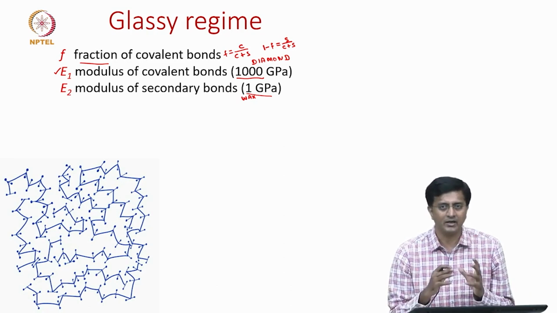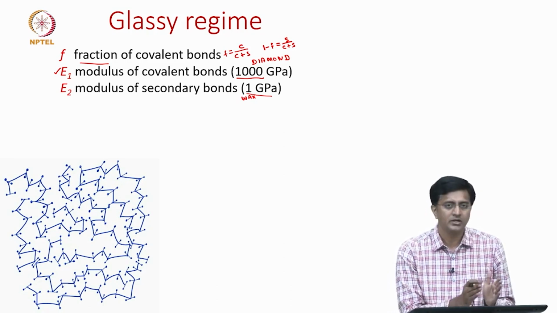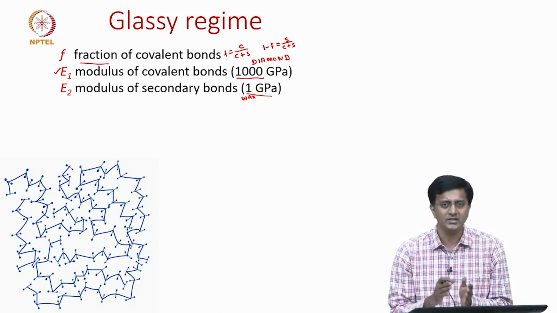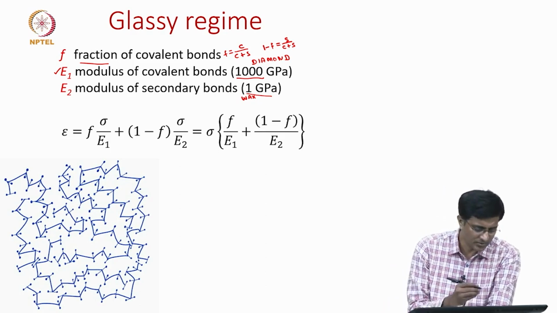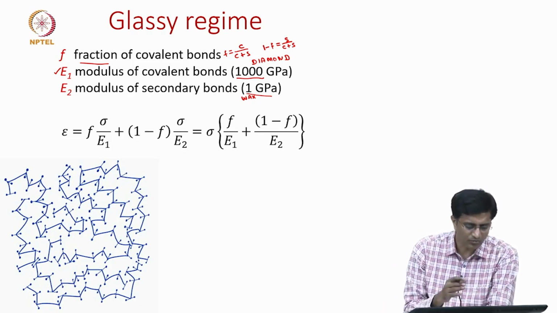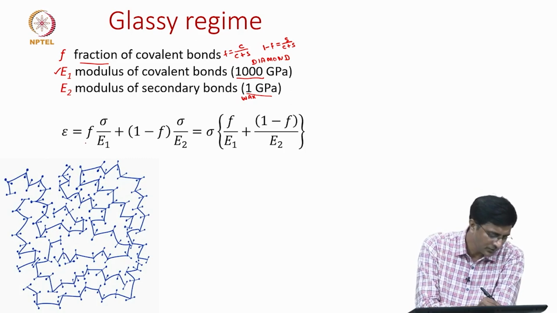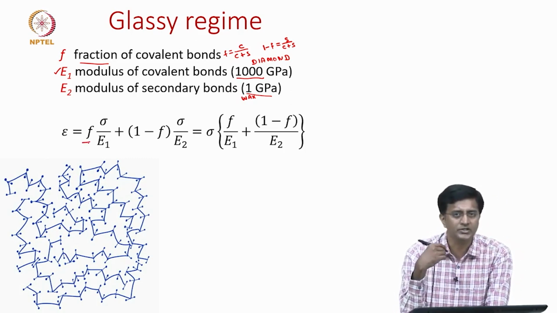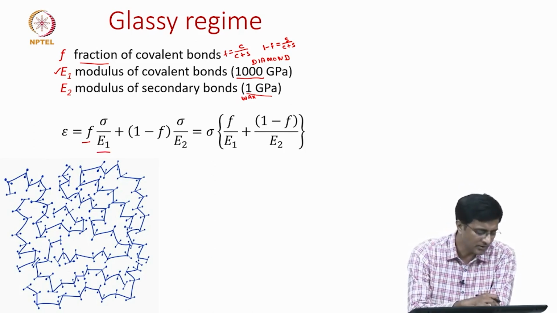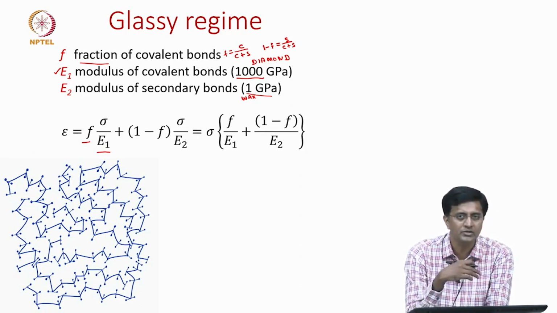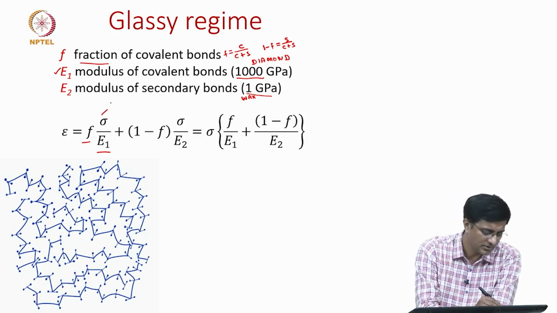So, the strain I can write as a summation of the strain we see in the covalent bonds plus the strain we see in the secondary bonds. This is written by this equation, but before we get overwhelmed, let us look at one term at a time. The F here shows us the fraction of covalent bonds, and what does sigma by E1 show us? Sigma is the applied stress and E1 is the modulus of the covalent bonds. So, sigma by E1 should give us the strain from the covalent bonds.